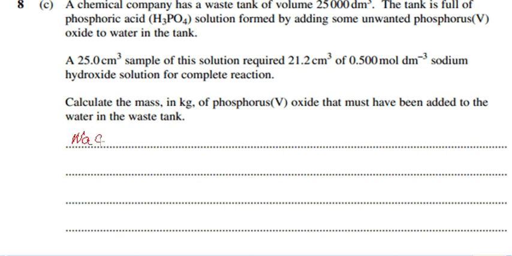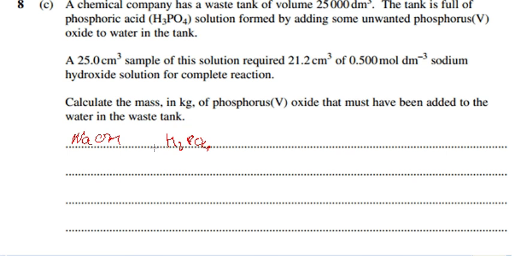It was a simple titration question, so I need to know how much sodium hydroxide is reacting in this titration. Well, it tells me I've used 21.2 cm³ of a 0.5 mol dm⁻³ solution. Sorry, I say 0.5 molar. I'm so used to saying molar. In 20 years, I still can't get over it.